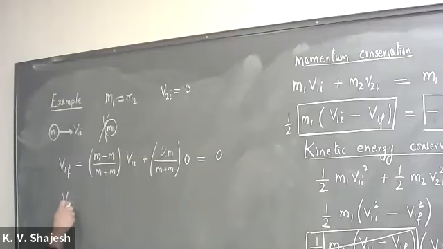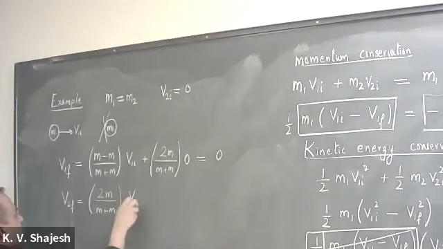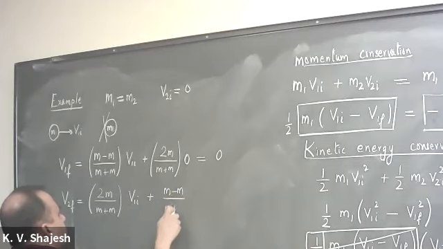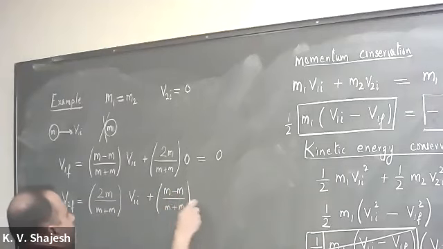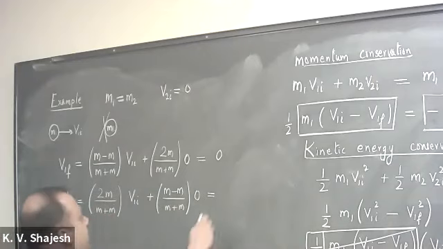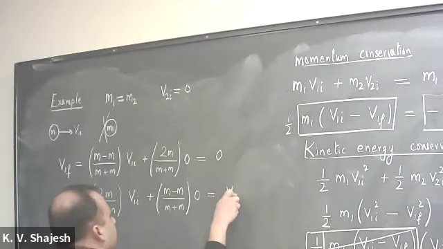V2 final is equal to, we have the expression as 2 times M divided by M plus M times V1 initial plus the second one is M minus M, right? That's 0. Times 0, that's equal to 2 times M, and in the denominator also it's 2 times M, M plus M, so they cancel out exactly, and that's exactly V1 initial.